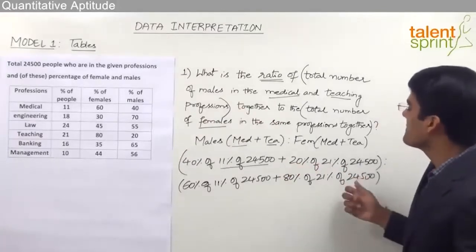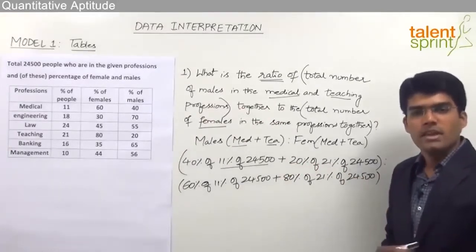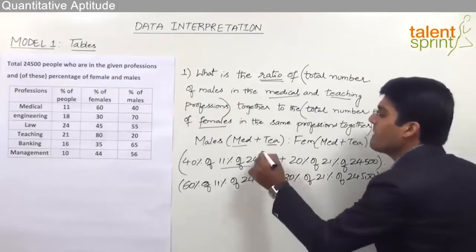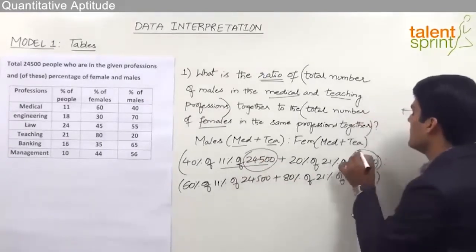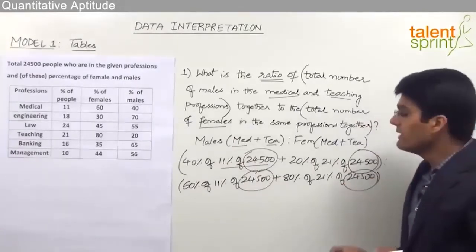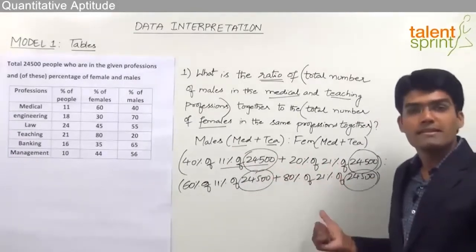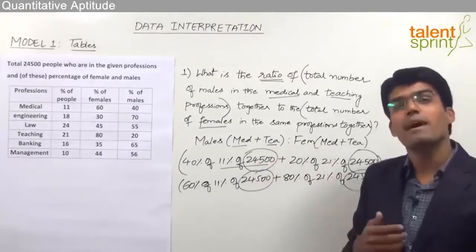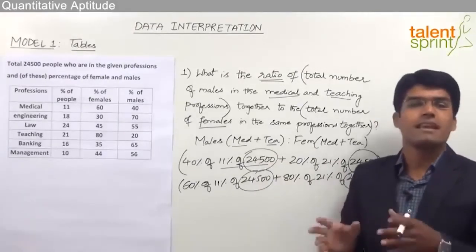Let us now try to simplify this and get the required answer. Now, if we observe, this 24,500 is common on the males part as well as on the females part. So very clearly, this can be cancelled on both sides. Remember friends, a ratio is a comparison of like terms in its simplest form.